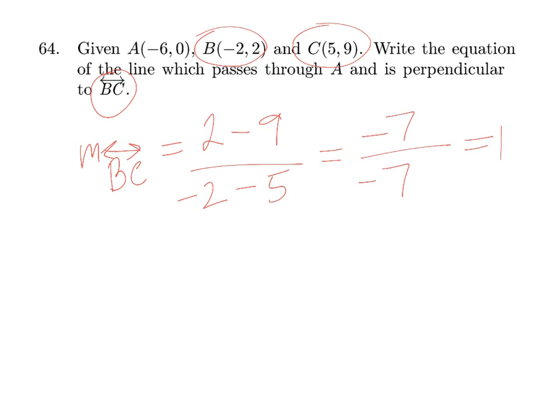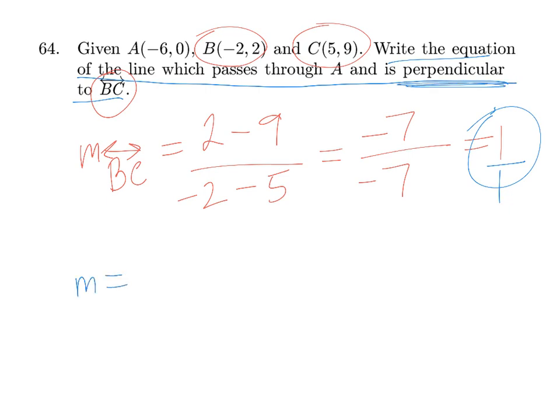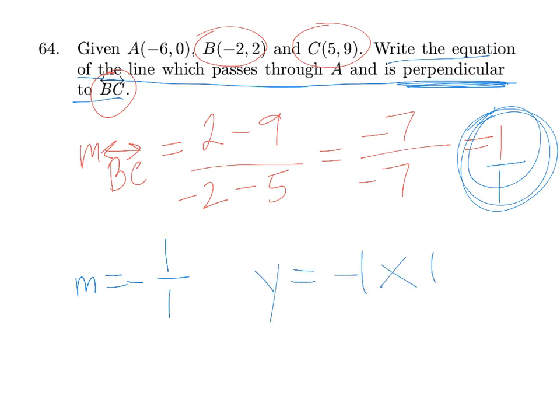Now I need to write the equation of the line which passes through A and is perpendicular to BC. All right, excuse me, I had a little hiccup there. So I have this slope. Write it as a fraction. All right, so they have to be perpendicular. So what do I do to this fraction? I flip it, and I change the sign, negative. So now I'm going to write the equation y equals negative 1x plus b.